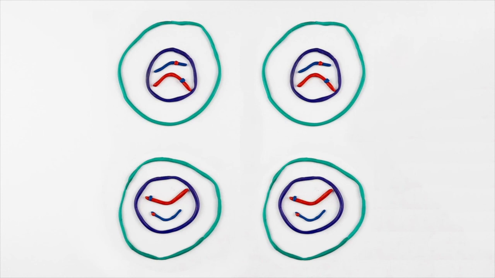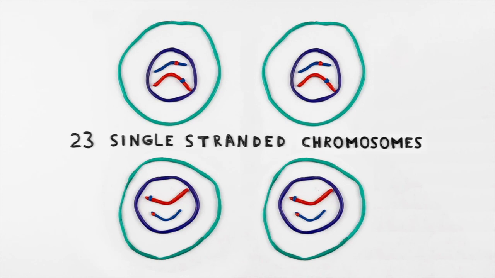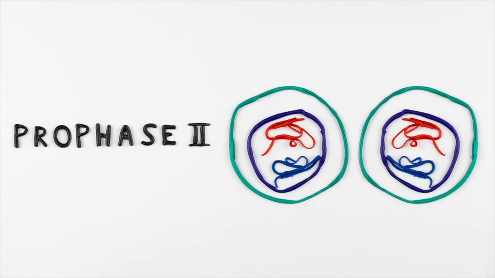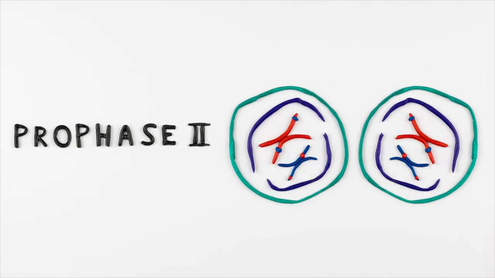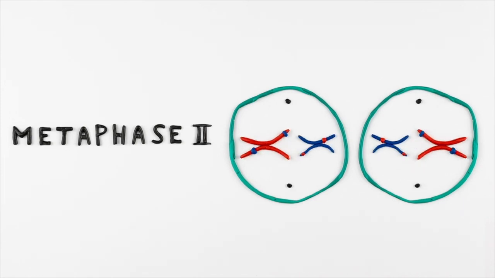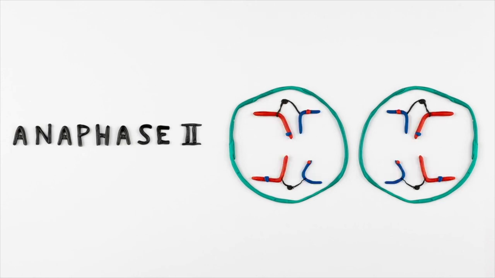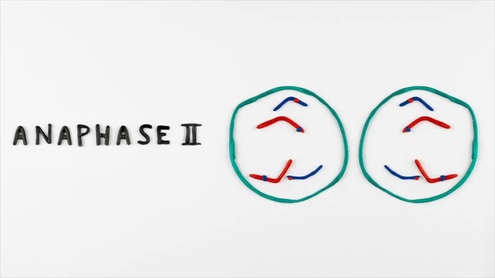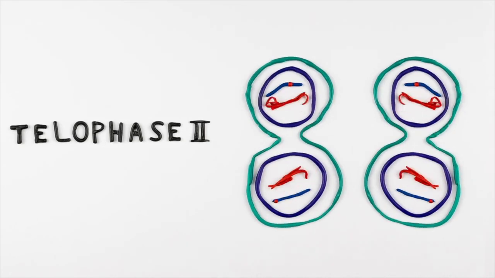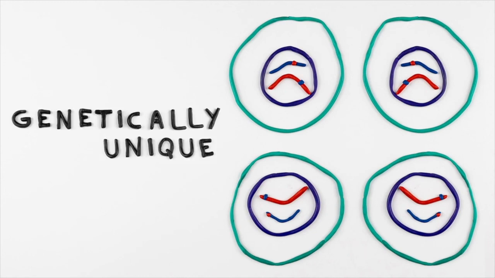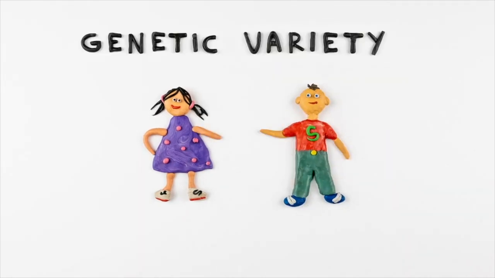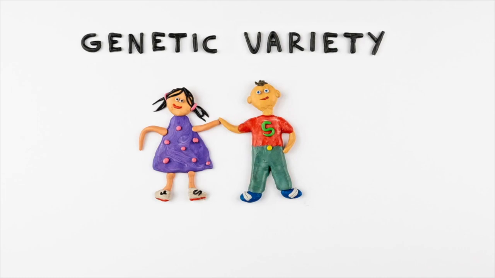In meiosis II, each cell will divide again to form 4 cells with 23 single-stranded chromosomes. In prophase II, the chromosomes condense and the nucleus breaks down. In metaphase II, the chromosomes line up in the middle of the cell. In anaphase II, fibers pull single-stranded chromosomes apart. And in telophase II, nuclei form, and finally, the cells divide. The 4 sex cells produced by meiosis are genetically different to each other and to the original cell. This genetic variety helps explain why siblings can look and behave so differently from one another.